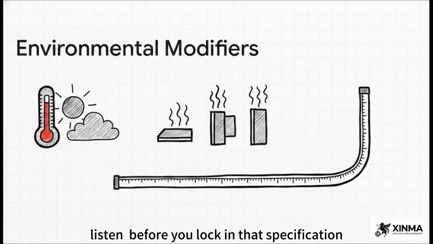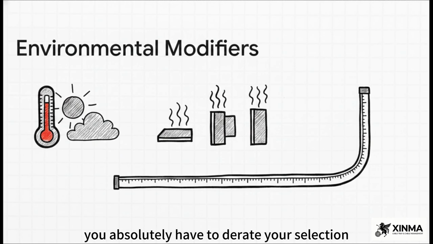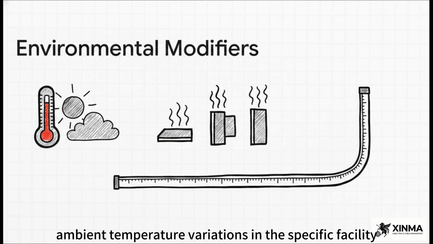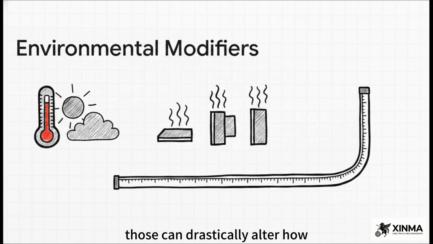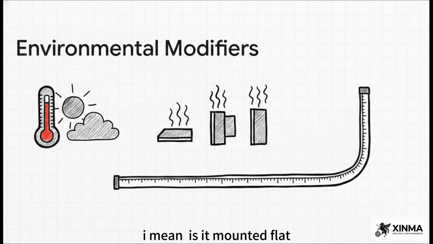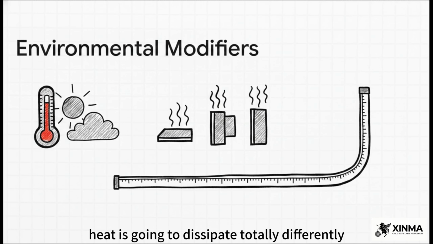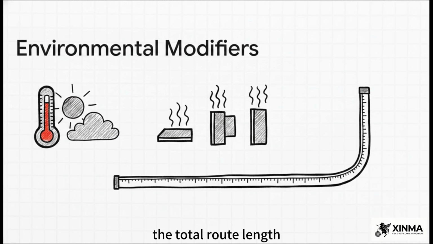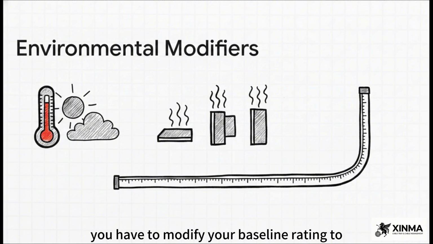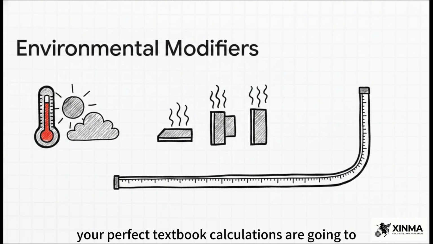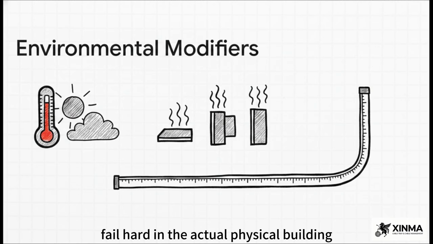Listen, before you lock in that specification, you absolutely have to derate your selection based on a few key environmental modifiers. First, ambient temperature variations in the specific facility. Those can drastically alter how the system performs thermally. Second, the specific installation position matters immensely. I mean, is it mounted flat, on its edge, vertically? Heat is going to dissipate totally differently in every single one of those scenarios. And lastly, the total route length. You have to modify your baseline rating to account for these physical realities, because if you don't, your perfect textbook calculations are going to fail hard in the actual physical building.